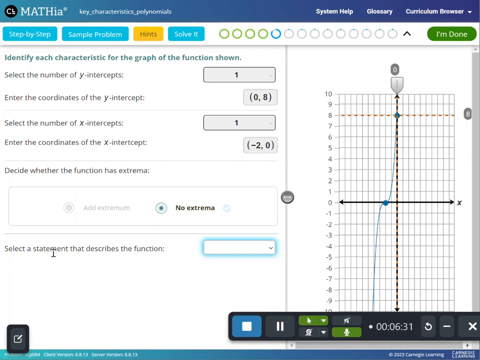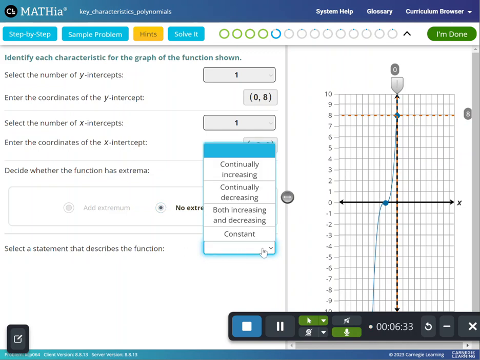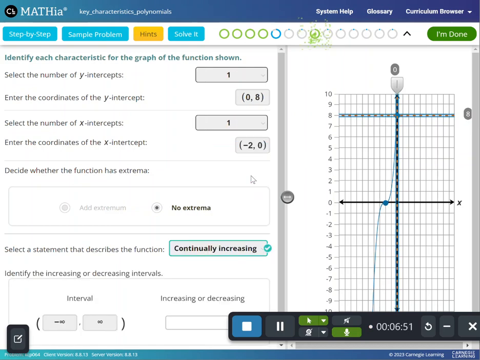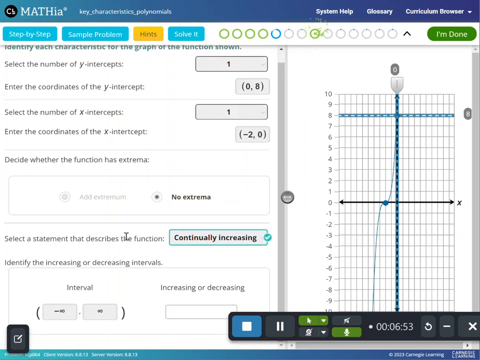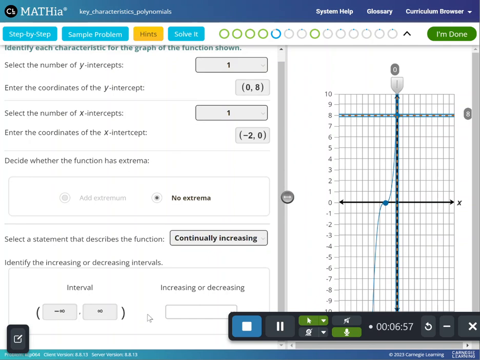So state a statement that describes the function. Continuously increasing, continuously decreasing, both increasing and decreasing, or is it constant? Remember for this part, you have to read it left to right. It's going up, up, up, almost kind of flattens out, and then goes up, up, up. So it is continuously increasing, and the interval is the entire time. So we would say from -infinity to infinity, it is increasing.